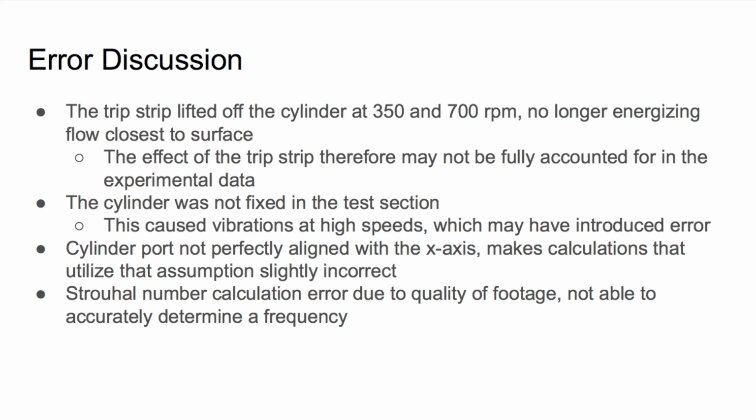There were 4 main sources of error. First, the trip strip detaching from the surface of the cylinder meant a portion of the boundary layer stayed laminar and detached earlier than it should have. Second, the cylinder being only partially affixed to the test section walls left room for vibrations when gathering data, especially at 700 RPM. Third, having the cylinder out of true with the axis normal to the airflow means that our calculations assuming 2D trigonometry are off. Lastly, the poor quality of the flow visualization video did not allow for accurate calculation of the frequency for the Strouhal numbers.